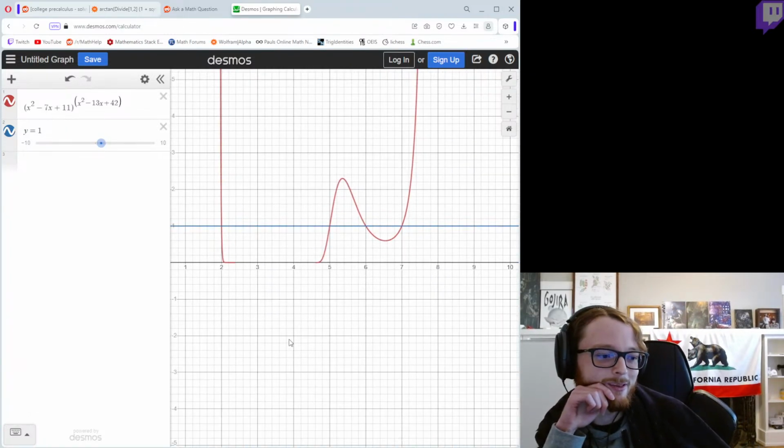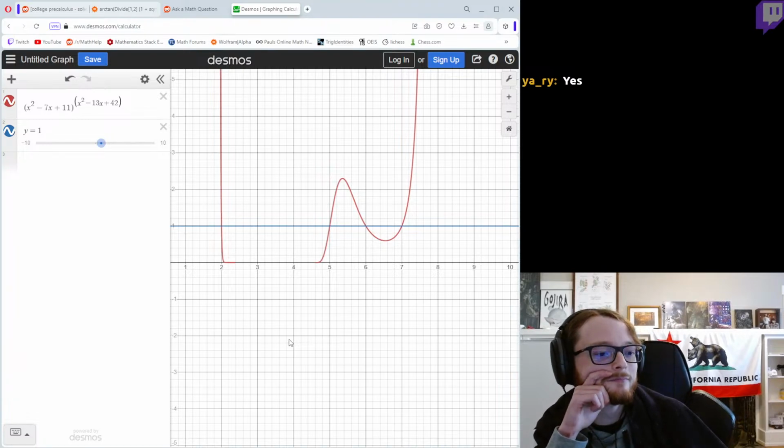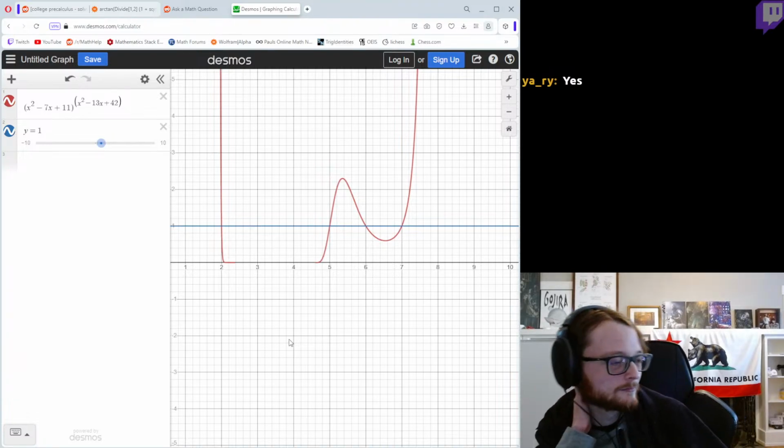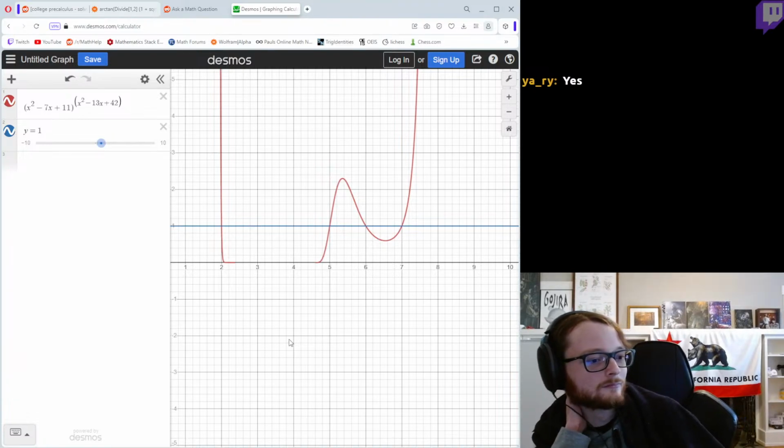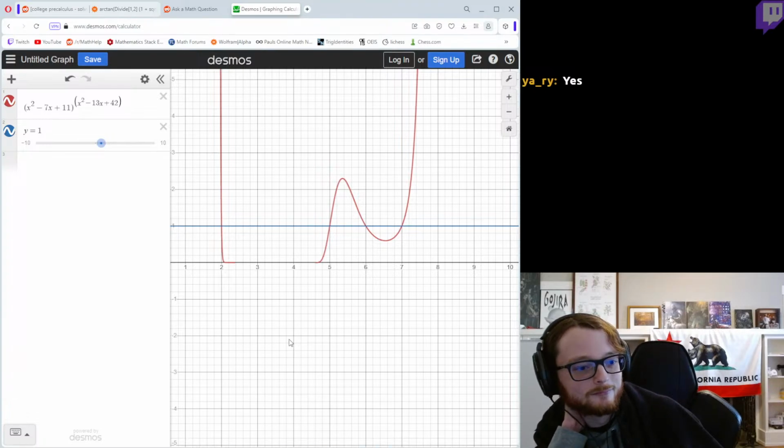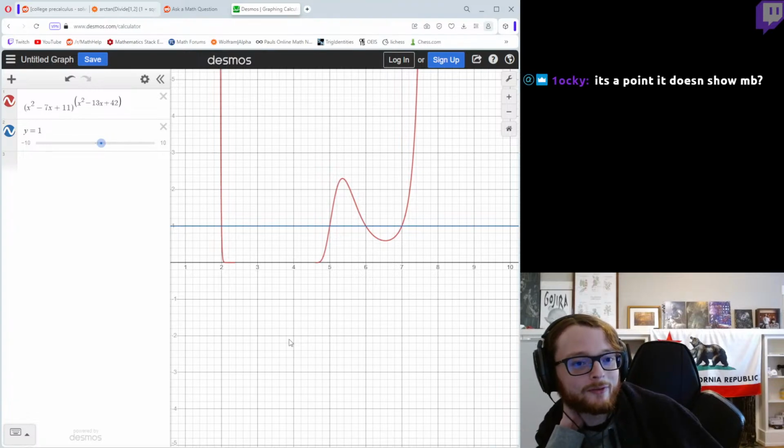Why is 3... What's wrong with 3? You get -1 to an even power. Oh, because it's just a single point? It's not defined for like 2.5, I guess?